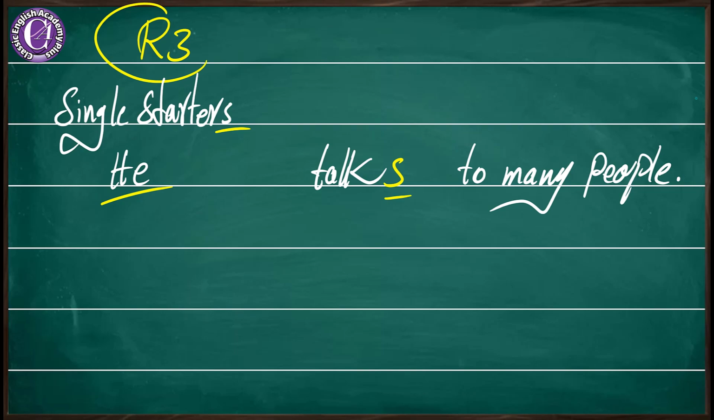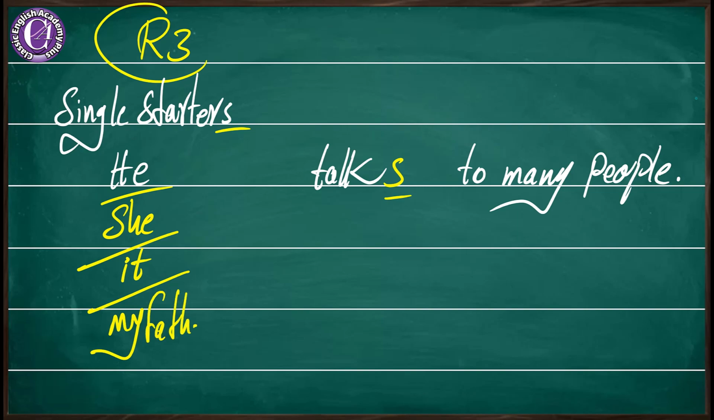I can put she here, also it. I can also say my father. I can also say Sue or anything. Anything that is one single starter. She talks to many people. It talks to many people. My father talks to many people. Sue talks to many people.